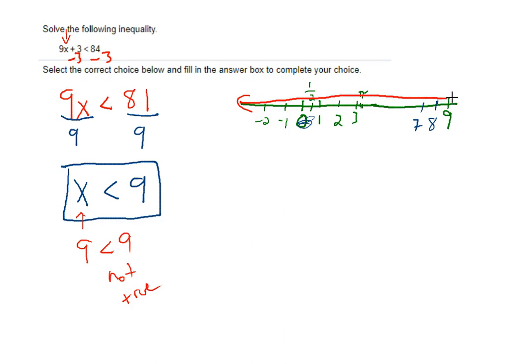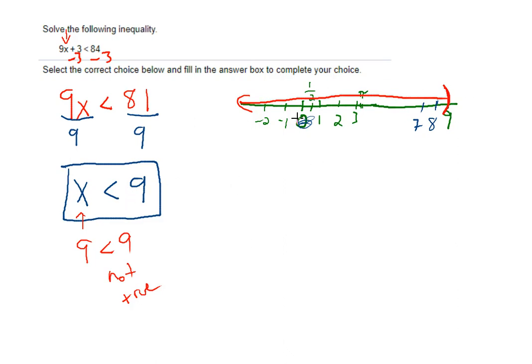So the way we denote that is using a parenthesis. The solution set is all the numbers up to, but not including the endpoint, which in this case is 9. So that's what the graph would look like.